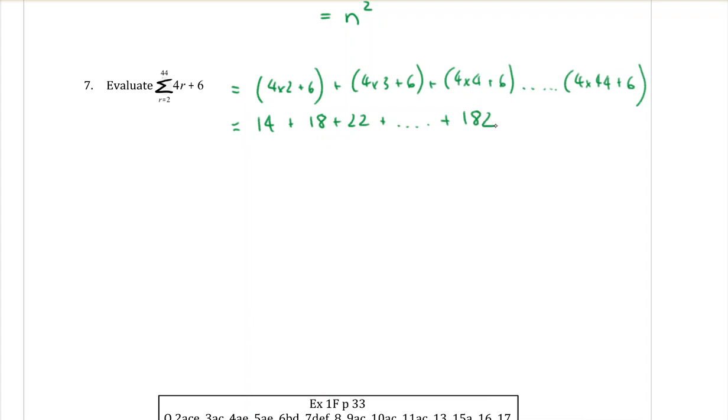So to sum them, I know a is 14. I know d, what's d? 4. I know n. How can I work out n? 44 minus 2 plus 1. Okay, so I'll write that down just for those of you who might forget. You subtract the numbers, but always remember to add that 1 on, which means that there's 43 terms in that series. And because we worked it out, we know that the last term is 182.